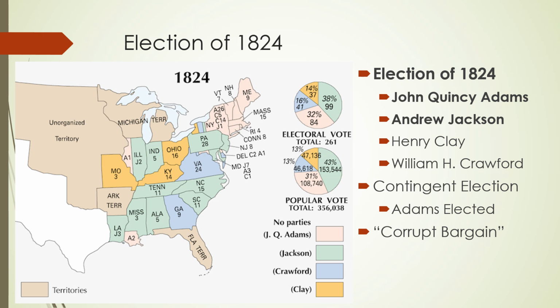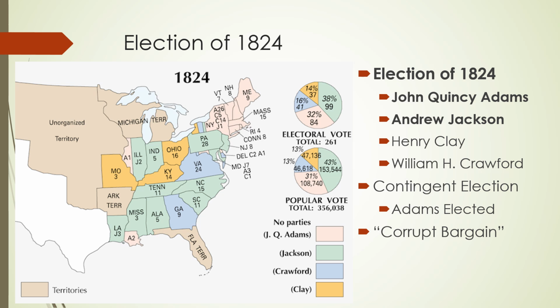It's called a contingent election. Kind of like we had in 1800, we're going to have an election in the House of Representatives. Every representative is going to place one vote and see what happens. Now the assumption here is that Jackson's going to win because he had the most votes in the popular vote and the most votes in the electoral vote. But he doesn't. Adams wins the election. The House of Representatives elects Adams.